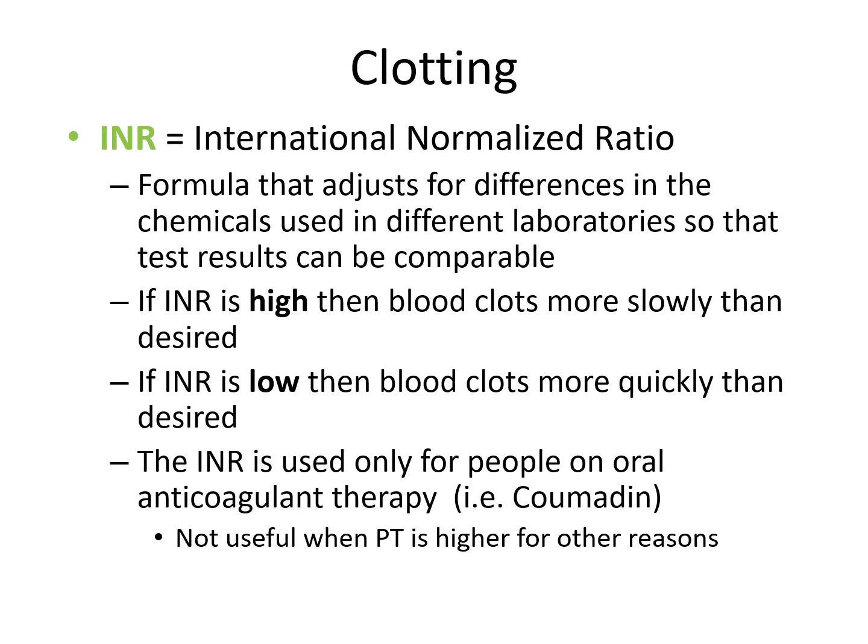So if INR is high, then blood clots more slowly than desired, and if INR is low, then blood clots more quickly than desired. And we're monitoring INR for people on these oral anticoagulants, so this Coumadin, Xarelto, etc. It's not really used when PT is higher for other reasons, right? This is our standardized measurement for looking at the safety and if people are in a therapeutic range for their blood thinners.